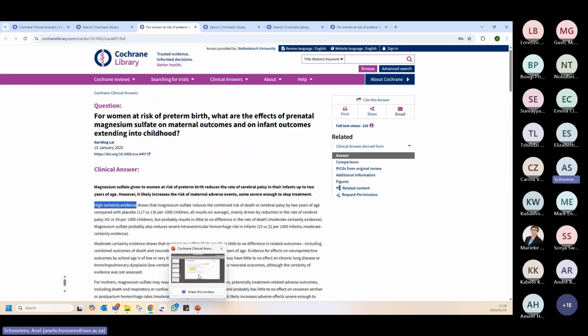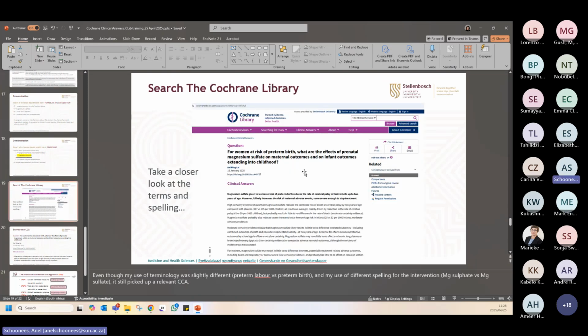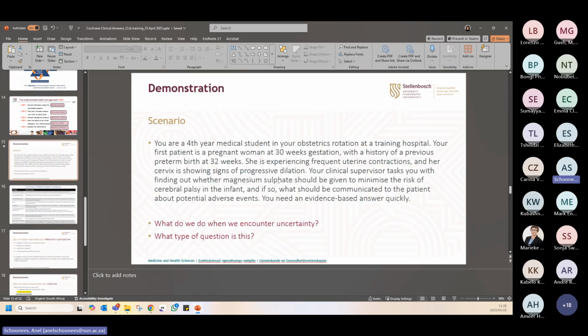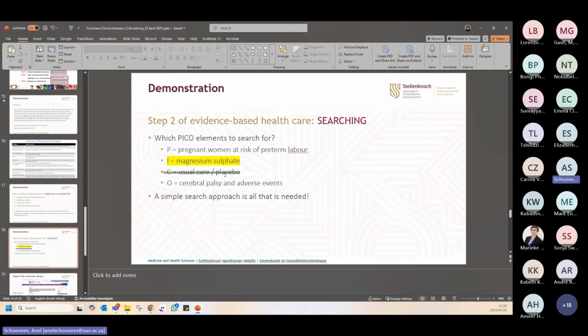Let's get back to my slides. Oh yeah, something that I wanted to point out to you here. You will see that in the scenario, magnesium sulfate was spelled with a PH. And that's also the term that I used when I searched this particular spelling.